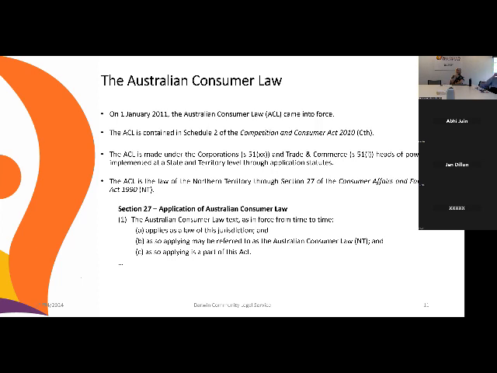In the Northern Territory, for example, the ACL becomes the law of the NT through Section 27 of the Consumer Affairs and Fair Trading Act, which states that the Australian Consumer Law text, as in force from time to time, applies as the law of this jurisdiction, that being the Northern Territory, and as so applying may be referred to as the Australian Consumer Law NT.